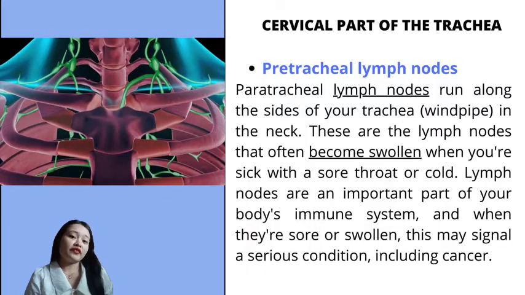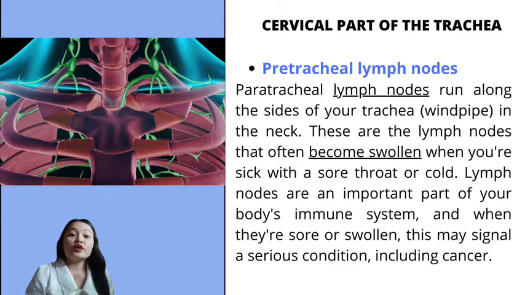So next part of the cervical part of the trachea is the pretracheal lymph nodes. Paratracheal lymph nodes run along the sides of your trachea or windpipe in the neck. These are the lymph nodes that often become swollen when you're sick with a sore throat or cold. Lymph nodes are an important part of your body's immune system, and when they're sore or swollen, this may signal a serious condition, including cancer.